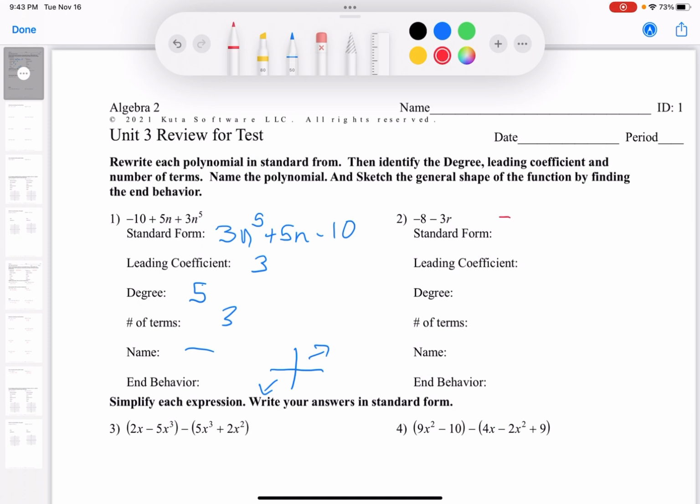standard form, negative 3r minus 8 is our standard form. Leading coefficient, negative 3. Degree, it's just a first degree with 2 terms. Name of it, this is a linear binomial. Again, not going to worry about that too much. End behavior, it's an odd degree that's negative because it's negative 3, so odd degree and negative goes there and there.